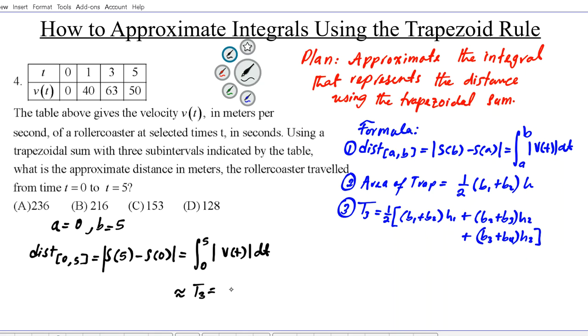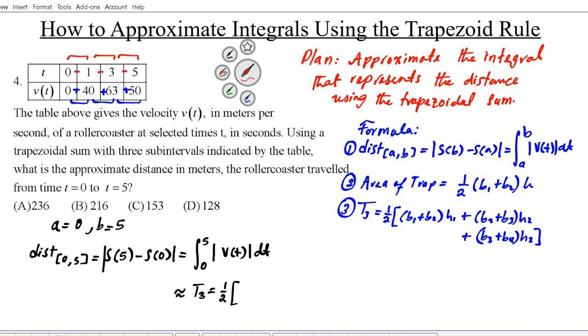So T3 is going to be, factor out the 1/2. Now the configuration of the table can easily help us to quickly find the sum of the parallel sides and the heights. For the sum of the parallel sides, we just add these two to get b1 plus b2, then add these two to get b2 plus b3, and then add these two to get b3 plus b4. On the top you just subtract them to get h1, then subtract these two to get h2, and then subtract these two to get h3.